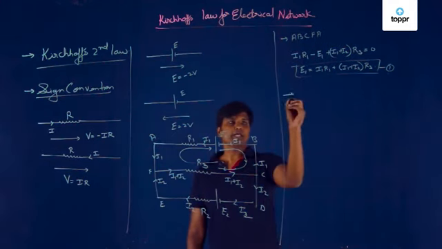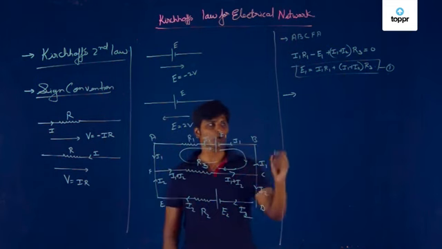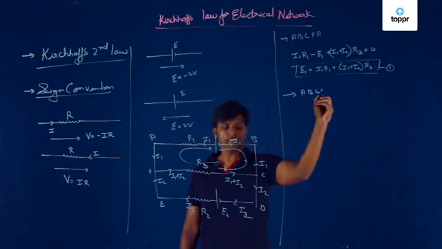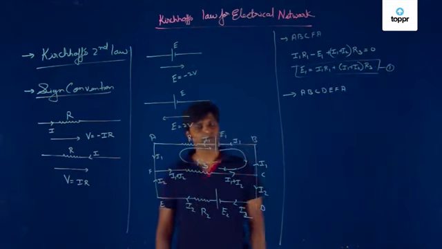Take another example. I am taking another loop. Let us take this loop, the bigger one. So it is A, B, C, D, E, F and back to A.